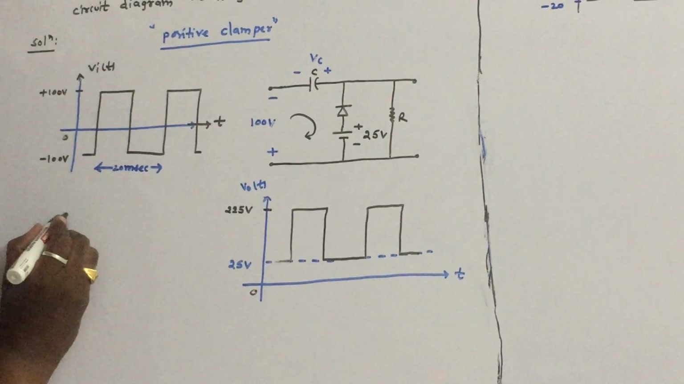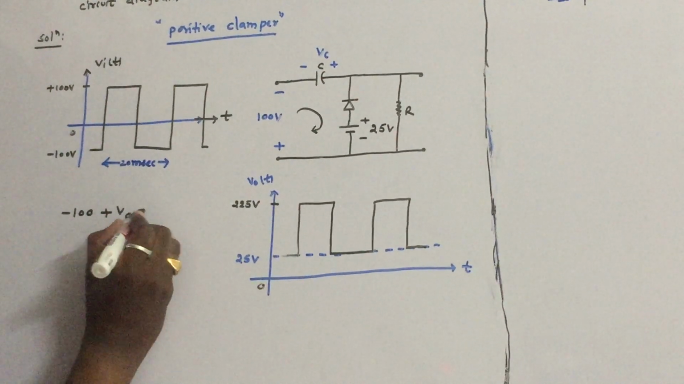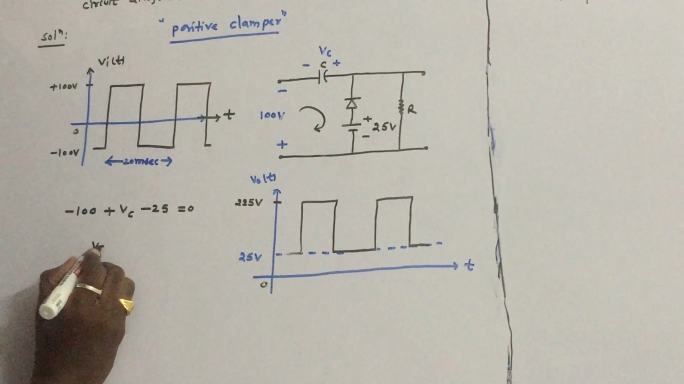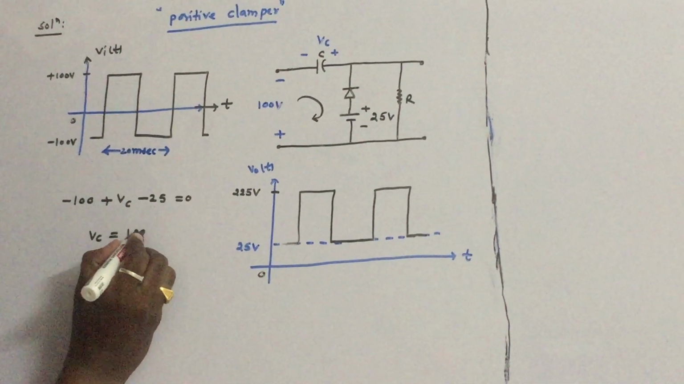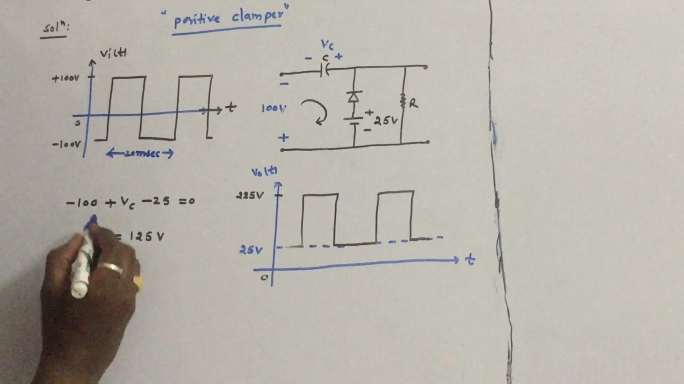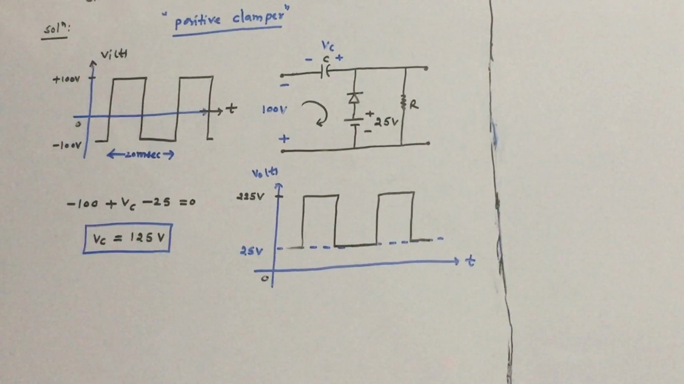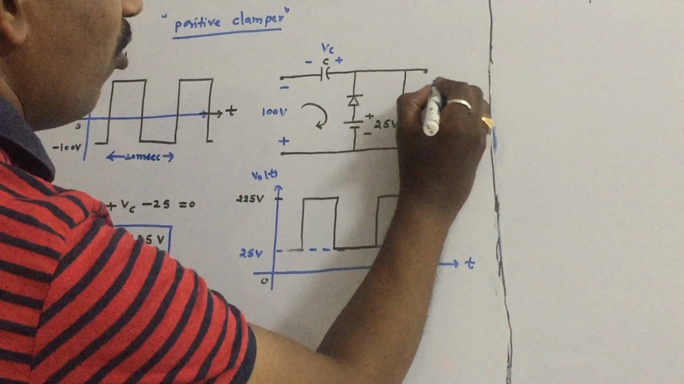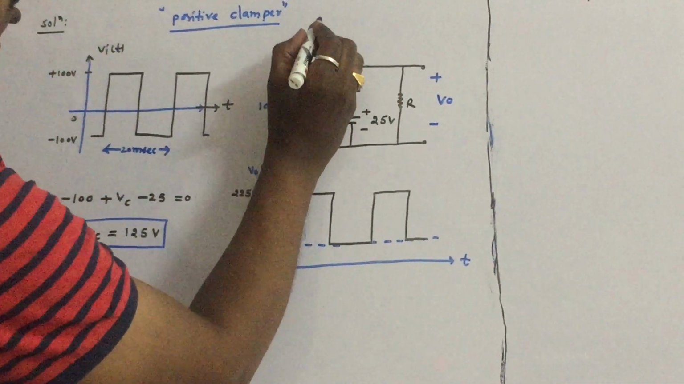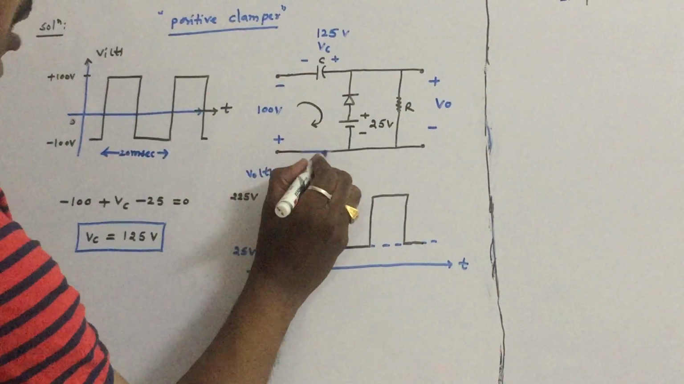So what can you write? Minus 100 plus Vc, which we want to find out, minus 25 is equal to 0. So what is Vc from this equation? Vc is equal to 125 volts. Vc for this problem is 125 volts. Once you find it, what is the capacitor charged to? The capacitor is charged to 125 volts with this polarity.